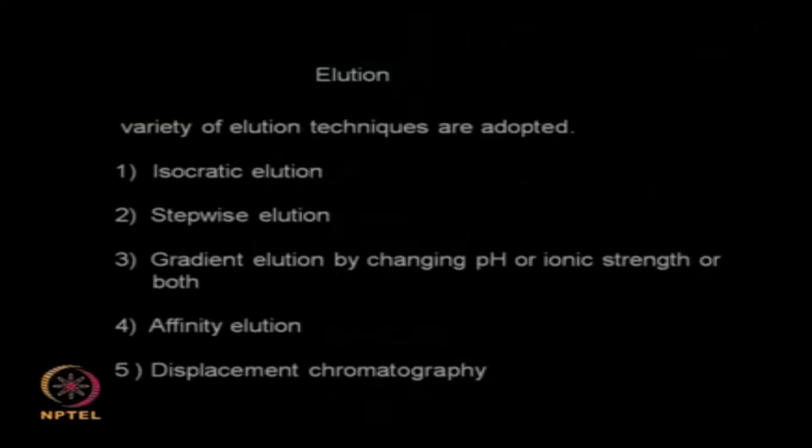We can have affinity elution, that means we can add certain affinity ligands. We can have displacement chromatography, that means we can have another buffer solution which will displace whatever has been bound to the ion exchange column. So we can think of different elution techniques for separation, as well as for later activation of the column, as well as removal of ions which are bound to the stationary phase.